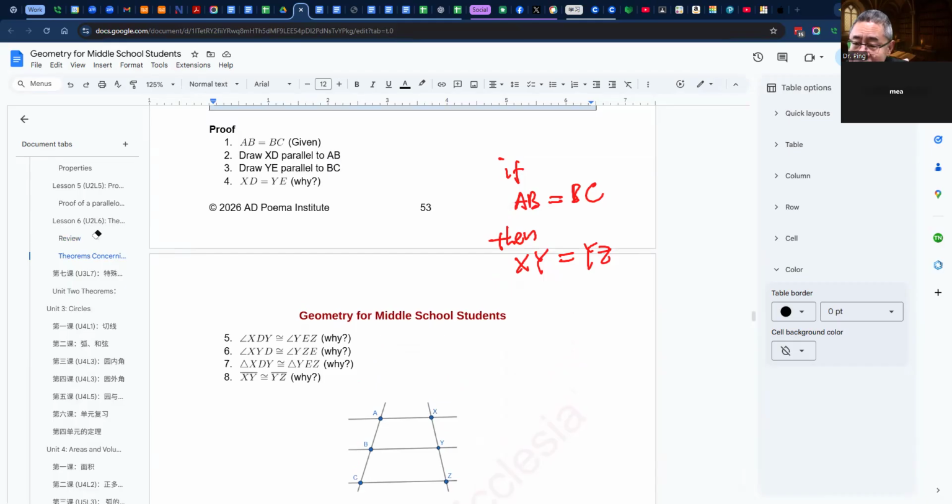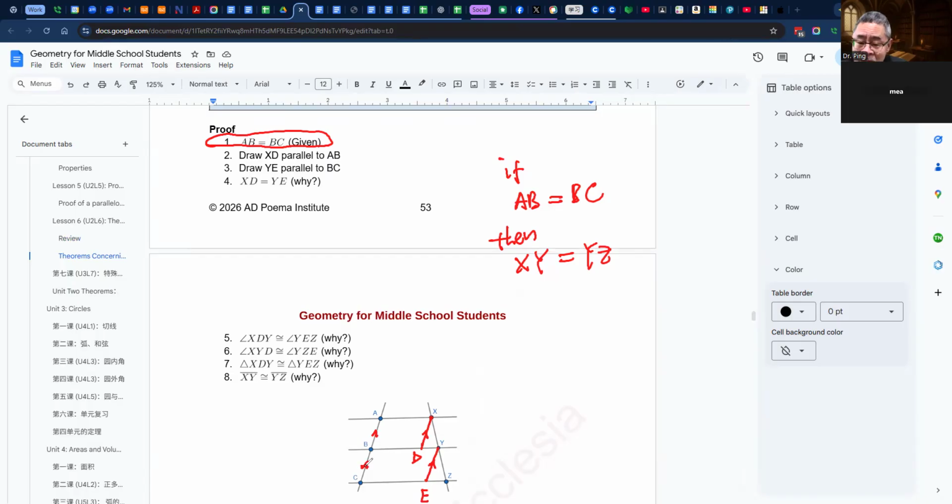All right. So first of all, we know AB is equal to BC. We call that given. That's what's given, and that's our condition. Then we're going to draw a line XD parallel to AB. So we draw a line here, goes through A, parallel to AB. Then we're going to draw another line here through Y. So this is XD, and this is YE, and this one is parallel to that one.